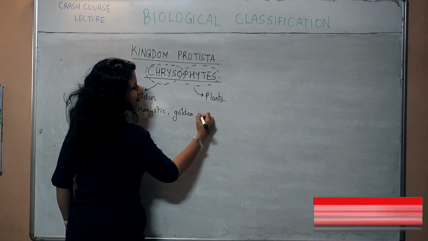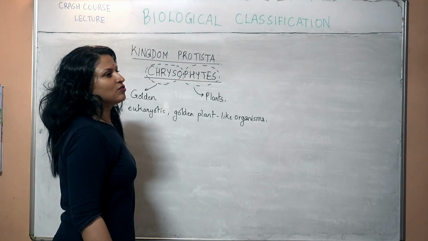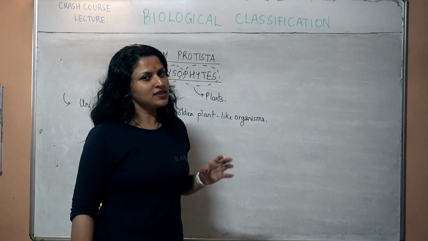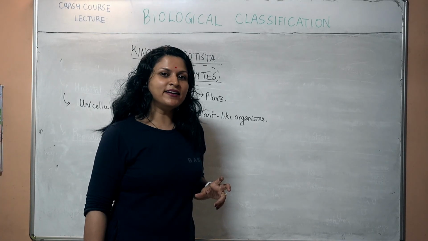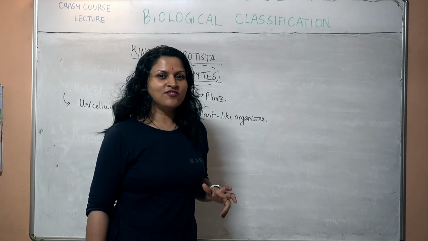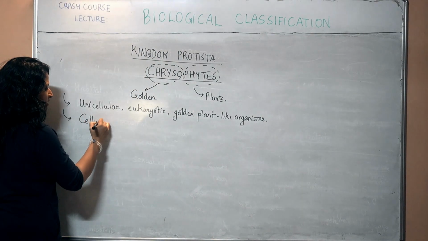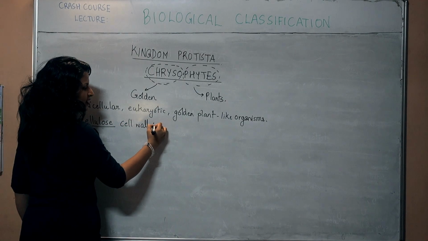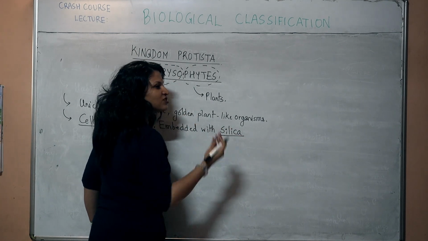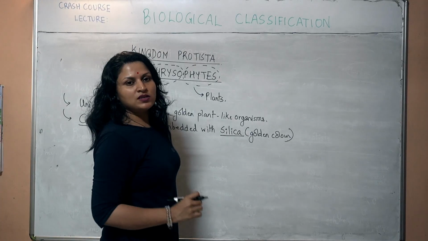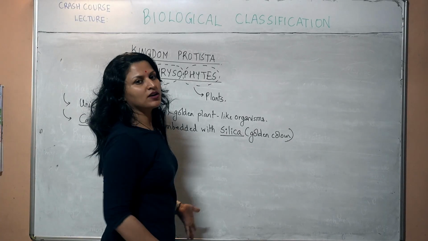Unicellular eukaryotic golden plant-like organisms. How come they are golden in color? So they, being plant-like, have a cellulosic cell wall, isn't it? That cellulosic cell wall is embedded with silica, which is golden in color, giving them a nice beautiful golden sheen. And because of this impregnation of silica into their cell walls, the cell wall becomes indestructible.